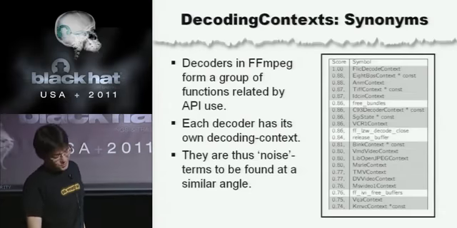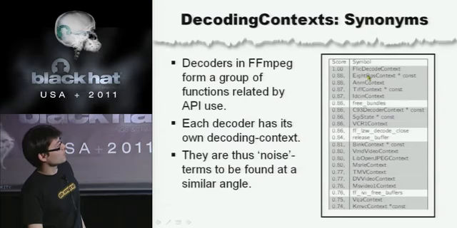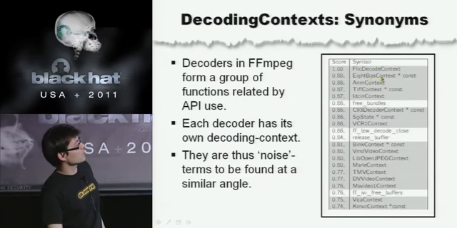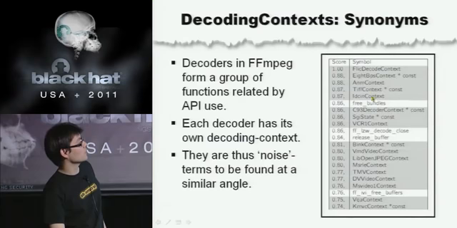And what you get is that the tool lists different kinds of decoding contexts. So you have 8 BPS context, A&M context, HIF context, and so on, all contexts.